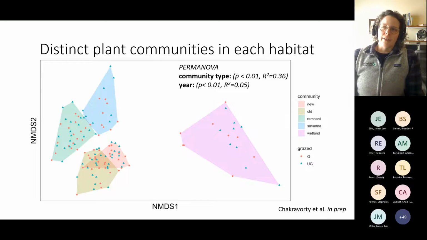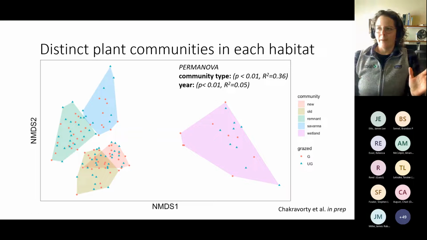And then when we look at these overall communities, what you see here is these habitat types have very different plant communities, as expected. This pink is representing a few wetland habitats we have. The blue is the savanna. The green is the remnant prairie. And then here's our reconstructed or replanted prairies. The yellow's older restorations. The pink is newer restoration.